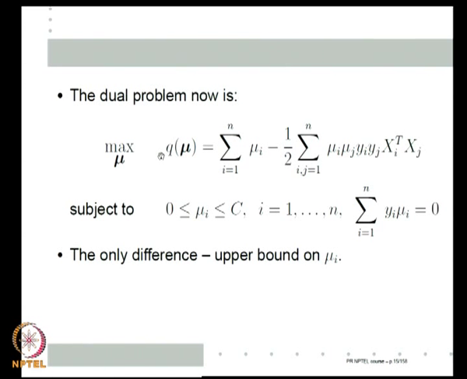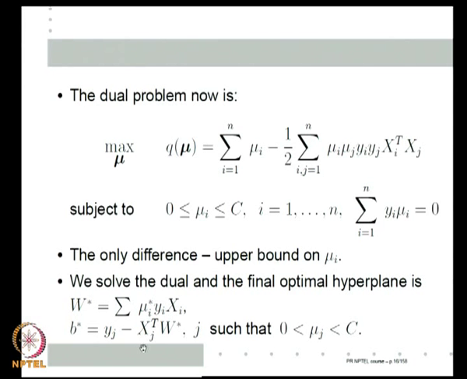So, when I am solving in the dual domain, whether I put that extra constraint or not is simply a matter of putting one extra upper bound on all my Lagrange multipliers. The solution is still the same. Once I solve this, W star is the sum of mu i star yi xi, b star is yj minus xj transpose W star for some j. Now, the complementary slackness means that this is for some j such that mu j is strictly between both 0 and C. Okay. Earlier we were only saying mu j is strictly greater than 0.